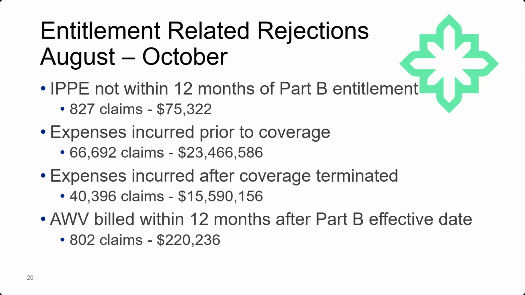So by looking at those entitlement dates on the summary tab, providers would be able to determine what type of exam the beneficiary should be receiving. So hopefully that would help resolve some of those rejections. We also have quite a few claims that were rejected for services that were received prior to entitlement or after coverage had terminated. These can also be avoided by using the entitlement dates shown on the summary tab.